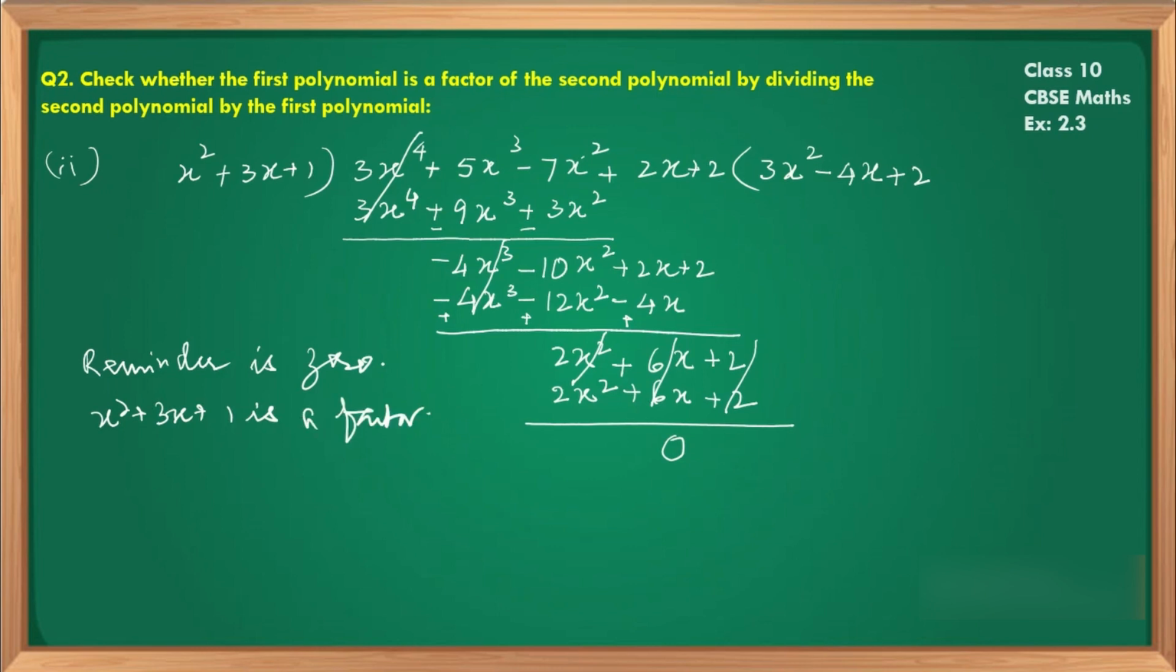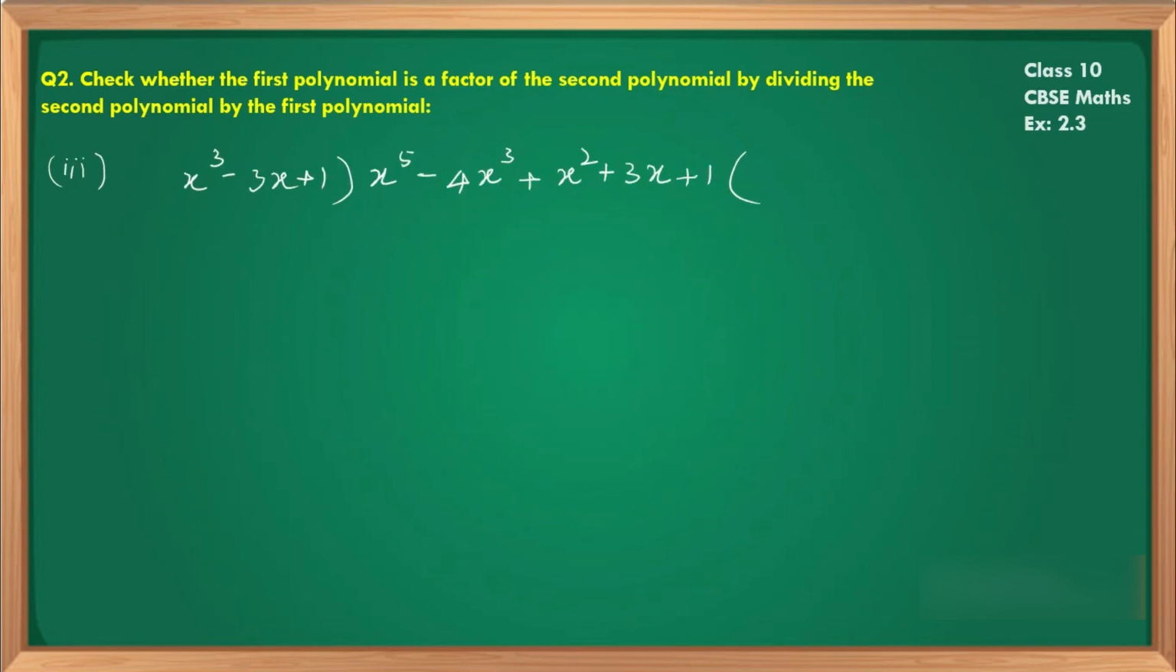Now let us move on to the third sub-question. Here we have three terms, x cube minus 3x plus 1. The second polynomial is the dividend. Now to get x to the power 5, you have to multiply with x square. You get x to the power 5. Now you have to multiply x square with the rest of the terms.